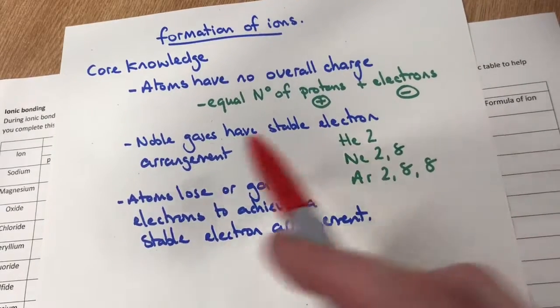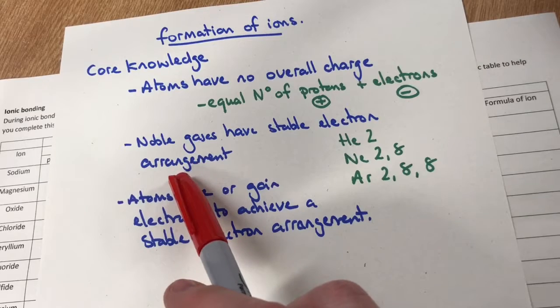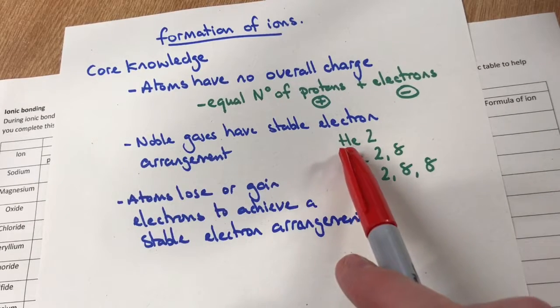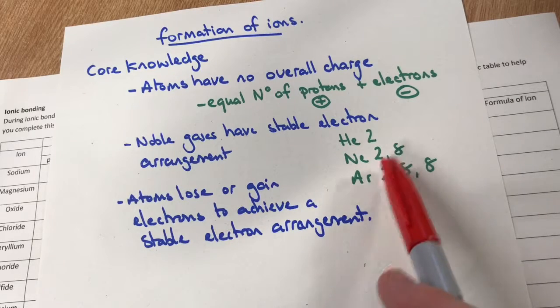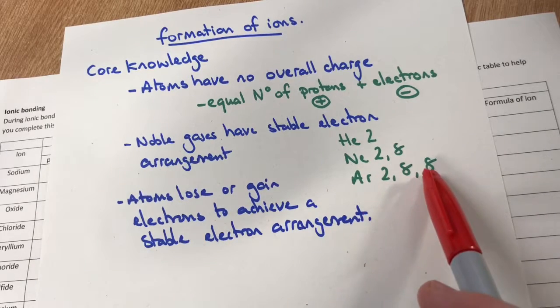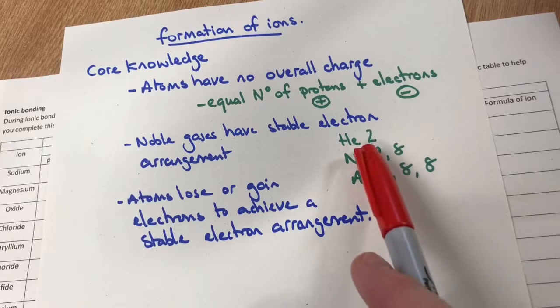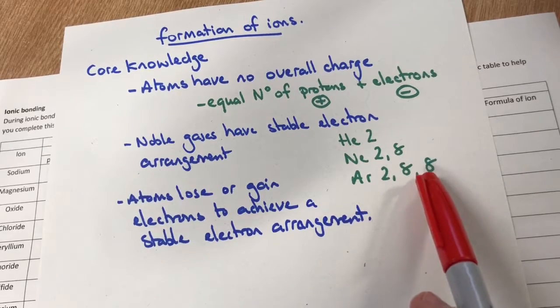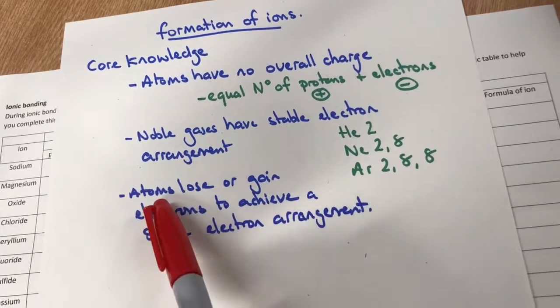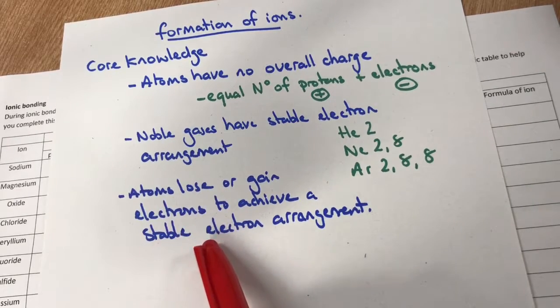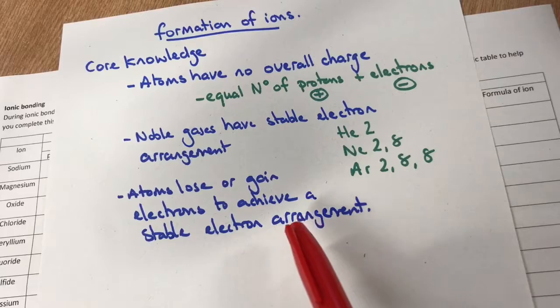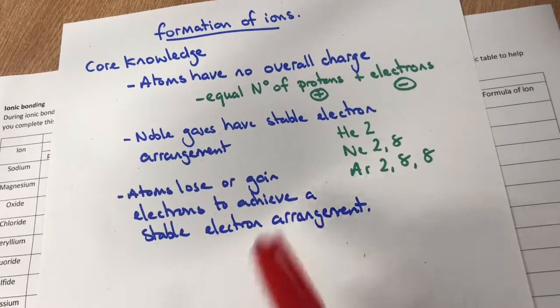We need to know that noble gases have got a stable electron arrangement. So this is shown here. Helium is 2, neon is 2,8, and argon is 2,8,8. What makes this stable is the fact they all have a full outer energy level. And atoms either try to lose or gain electrons in order to achieve this stable arrangement. And that's what we're going to look at now, is how they do that.